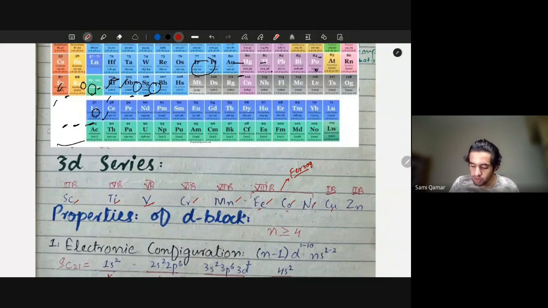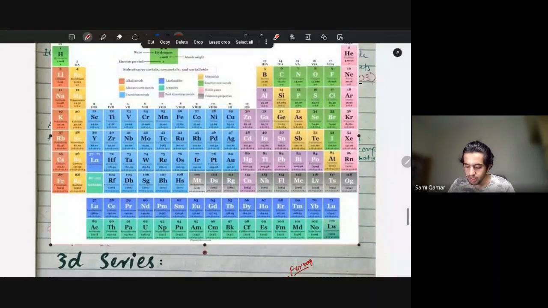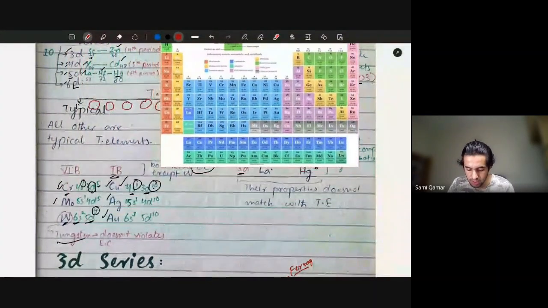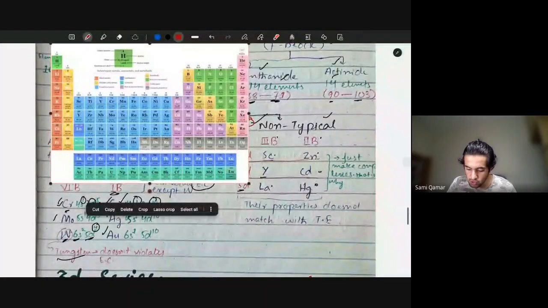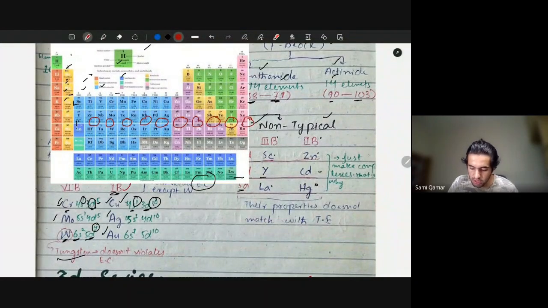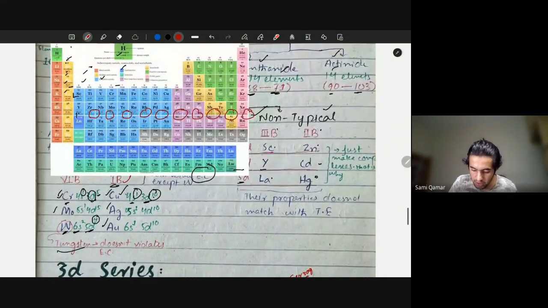And 1b and 2b we have copper and zinc. And I told you 1b and 2b, right? So we were having this, sorry, 2b, and then this is 1b. So all these 2b group specifically is our zinc. Okay, where is our 2b? This is our 2b, zinc and cadmium.